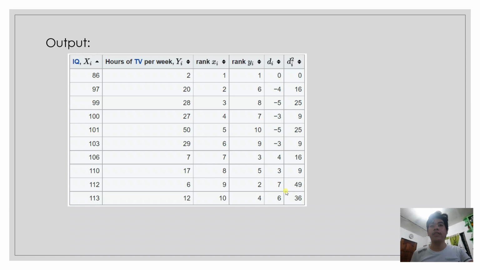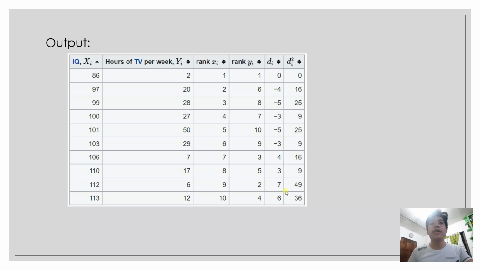Then in getting the d_i squared, we need to square the difference that we get in the difference of the ranks of the observations. So 0 squared is equal to 0, -4 squared is equal to 16, -5 squared is 25, -3 squared is 9, -5 squared is 25, -3 squared is 9, 4 squared is 16, 3 squared is 9, 7 squared is 49, 6 squared is 36. And that is how we get the d_i squared.